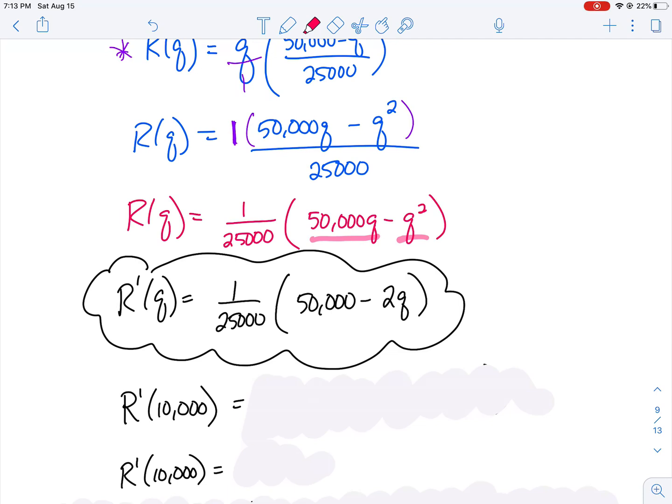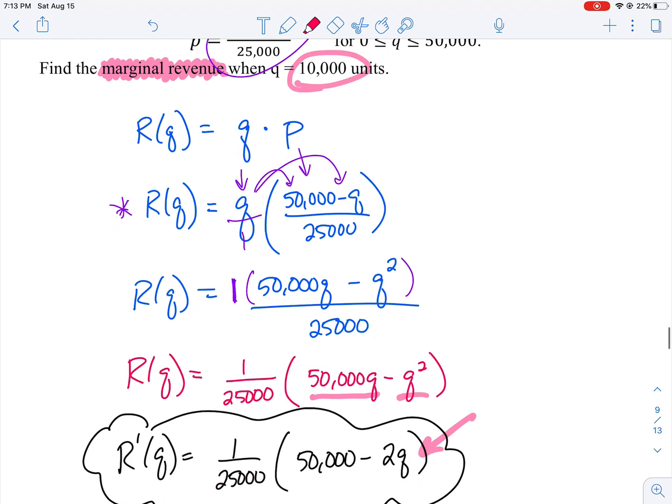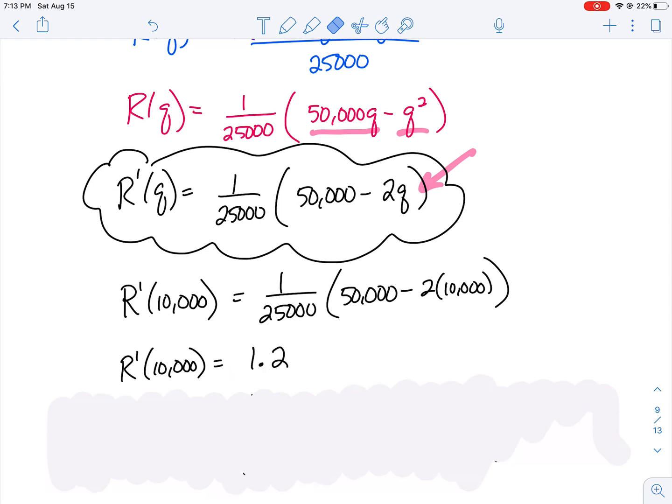So here's my marginal revenue, the rate at which my revenue is changing depending on how many things I sell. The question, remember, asks us to find the marginal revenue when we sell 10,000 units. So let's go ahead and find our marginal revenue when we sell 10,000 units by plugging 10,000 into our marginal revenue equation. When I plug in 10,000, I use my calculator to simplify.